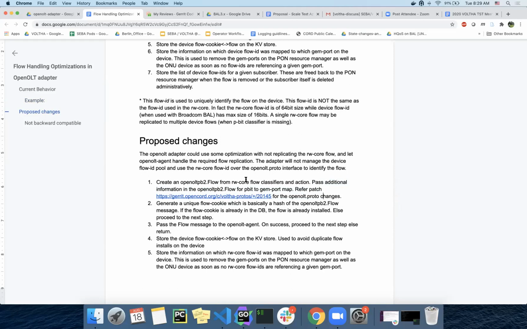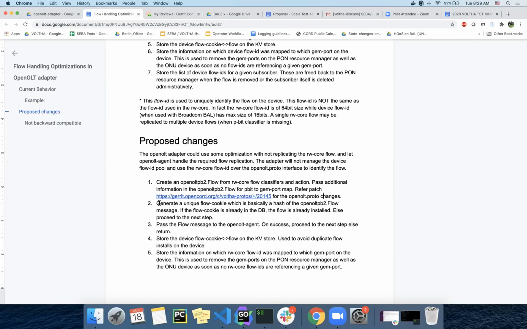So the first thing we do is to create the OpenILT proto flow message from the read-write core flow classifiers and action, and you pass additional information for the pbit to gemport map in the OpenILT proto flow message.